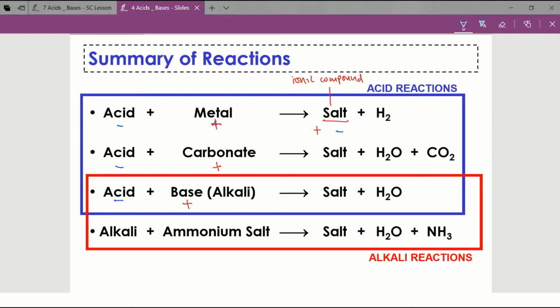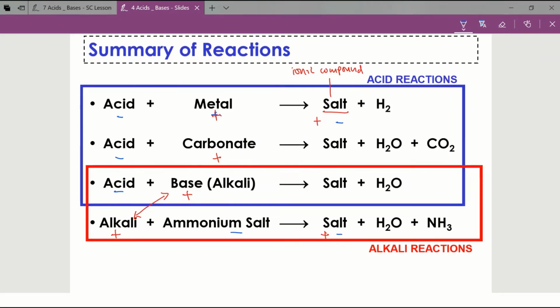For the alkali plus ammonium salt reaction, we always get salt, water, and ammonia gas. So same thing, the positive ion is, in this case, always taken from the alkali, right? So it's the same as the previous reaction with the acid plus base. And the negative ion, on the other hand, is obtained from the ammonium salt.